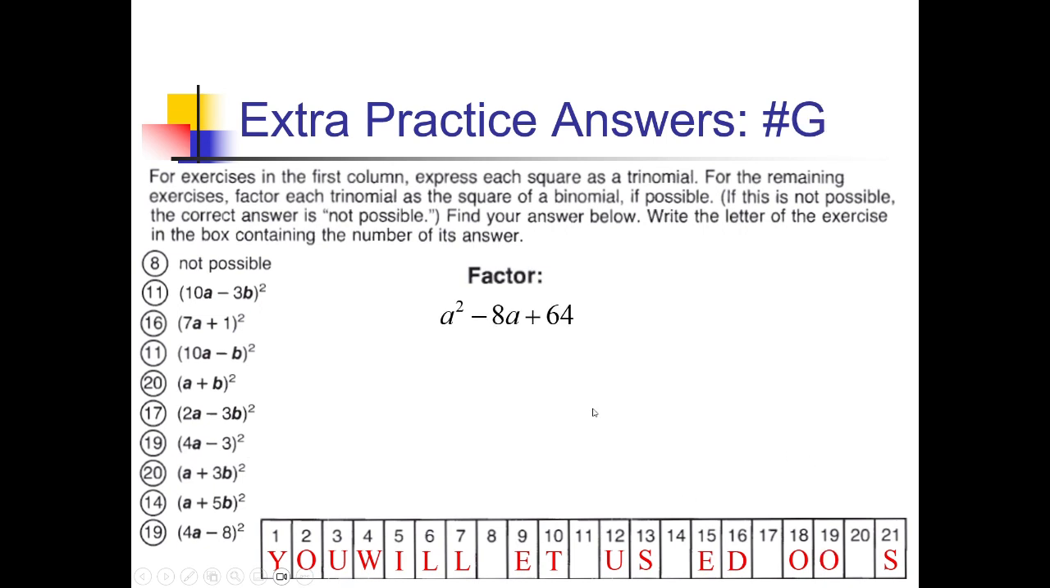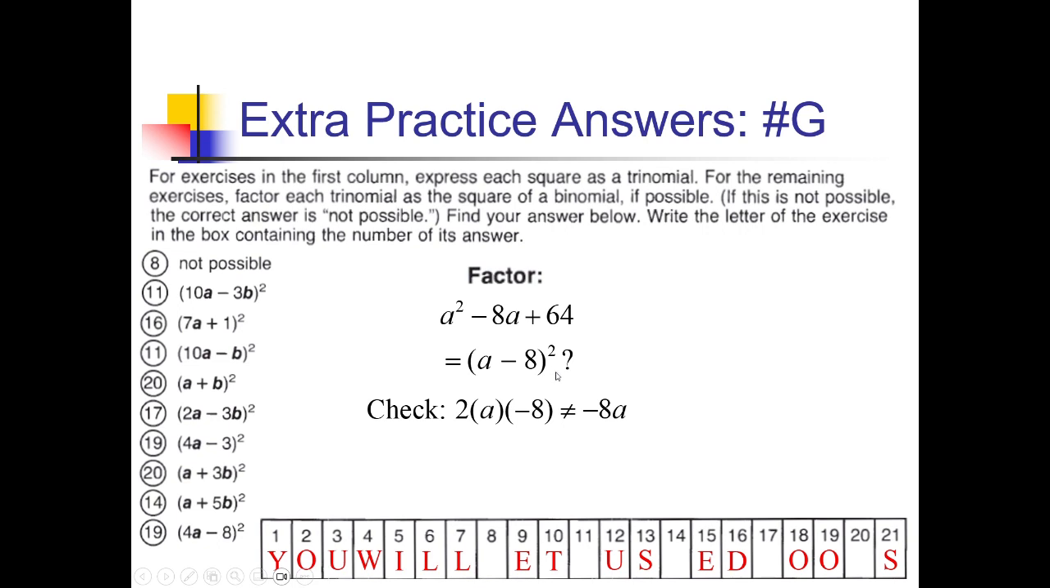Next up, we've got the only G of the puzzle. We've got two perfect squares, so let's try our shortcut. Square root of a squared would be a. Square root of 64 would be 8. And the middle term's negative, so we would write (a minus 8) squared. But as always, let's go ahead and check it. So we have 2 times a times negative 8 to see if we can get that middle term. This is 2a times negative 8, which is negative 16a, which is not negative 8a. So this actually does not work with our shortcut.